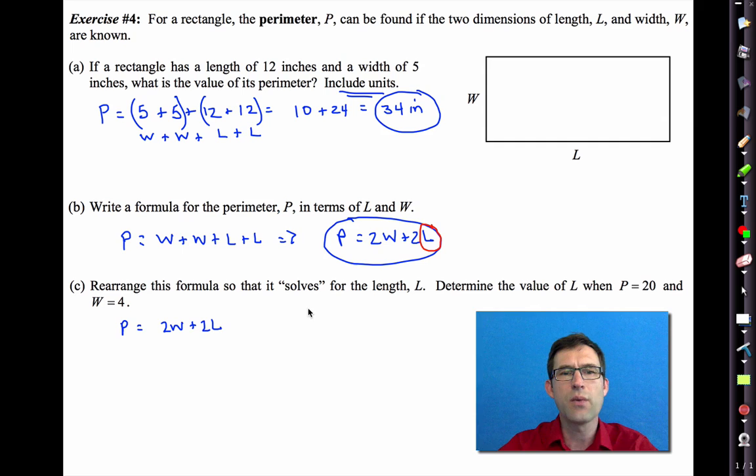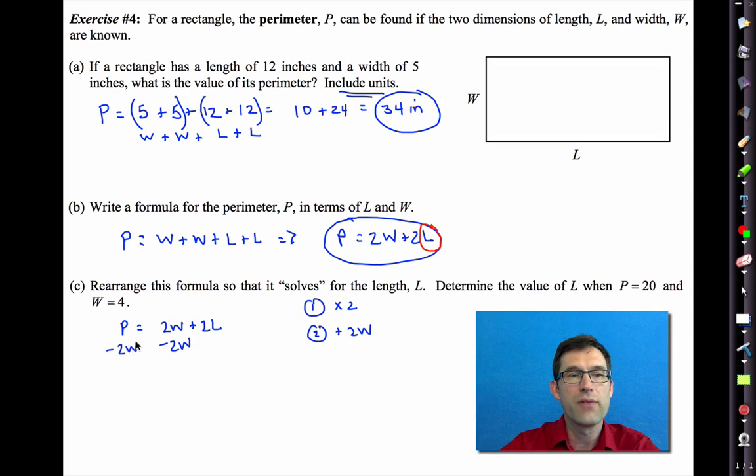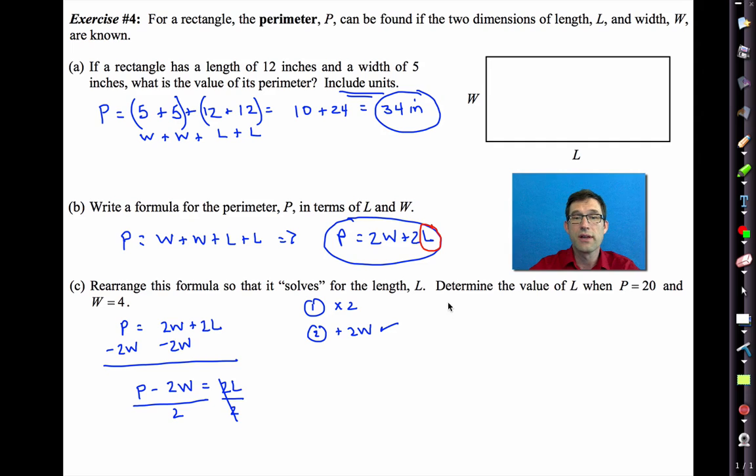Now, let's see what happened to L. Well, it was multiplied by 2, and then we added 2 times W to it. So to solve for L, the first thing I'm going to do is use the additive property of equality to undo adding the 2W. Now, the best I can do on that left-hand side of the equation is say P minus 2W. Nothing else I can do there. And then I'm going to get rid of the multiplying by 2 by dividing by 2. All right, and eventually I'm going to get L is equal to P minus 2W divided by 2.